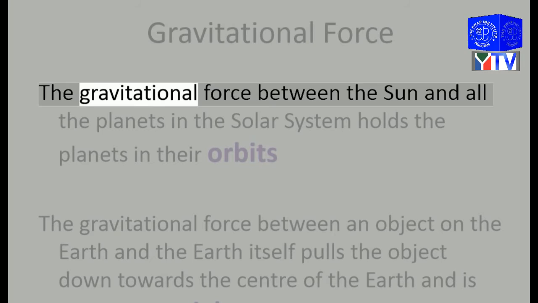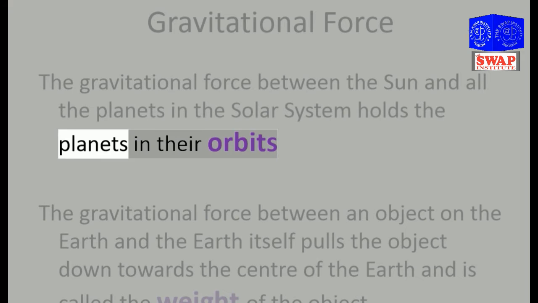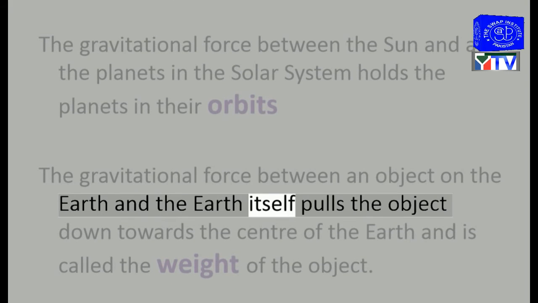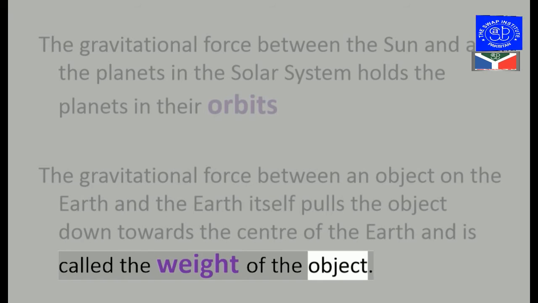Gravitational force. The gravitational force between the Sun and all the planets in the solar system holds the planets in their orbits. The gravitational force between an object on the Earth and the Earth itself pulls the object down towards the center of the Earth and is called the weight of the object.